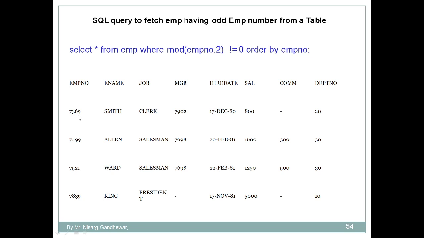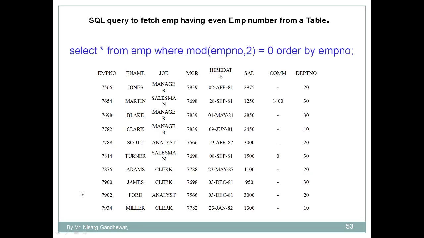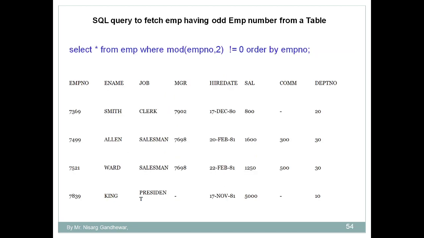Here you can see 9 is an odd number, 9 is an odd number, 1 is an odd number, and 9 is an odd number. So in total the employee table has 14 rows. 10 rows are fetched, that means 10 employees have an even employee number, and 4 employees have an odd employee number.